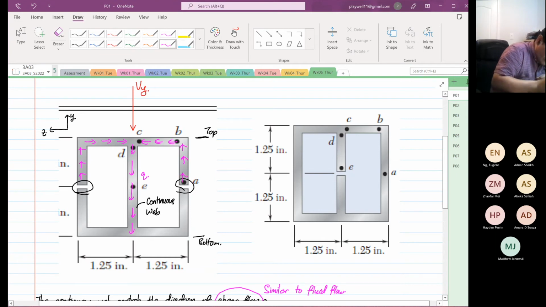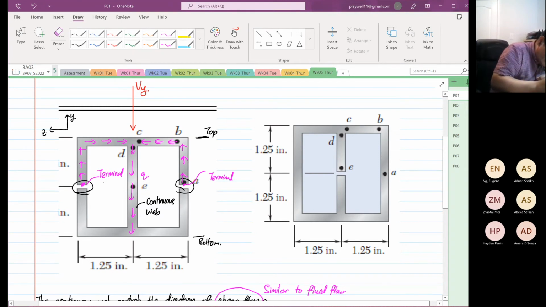Okay. So where it started, this is known as our terminal. Over here, this is also known as our terminal. So at the terminal, the first moment of area is equal to 0. When the first moment of area is equal to 0, the shear stress is equal to 0 also.